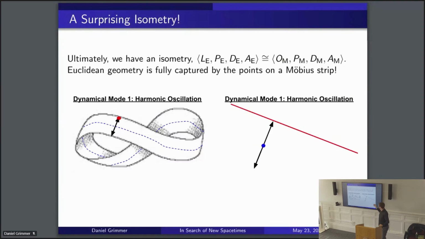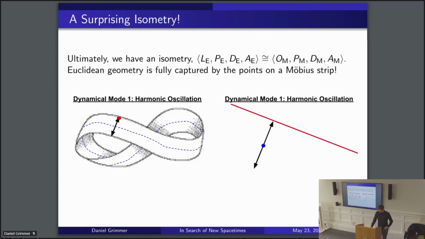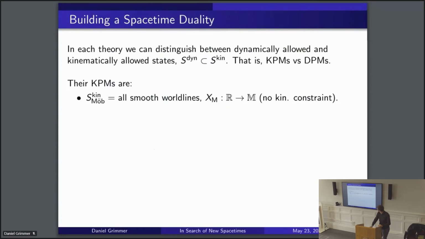Anyway, this is the technical sense in which I'm saying there's an isometry between these two spaces. The space of all lines in the plane with a sense of parallel, distance, and angle is the same as the set of points in the Mobius strip with a different sense of parallel, distance, and angle. There's really a very strong isometry between these two spaces. And like I said, I've built these two space-time theories to be equivalent in light of this isometry that you might know from geometry. How do we see that?